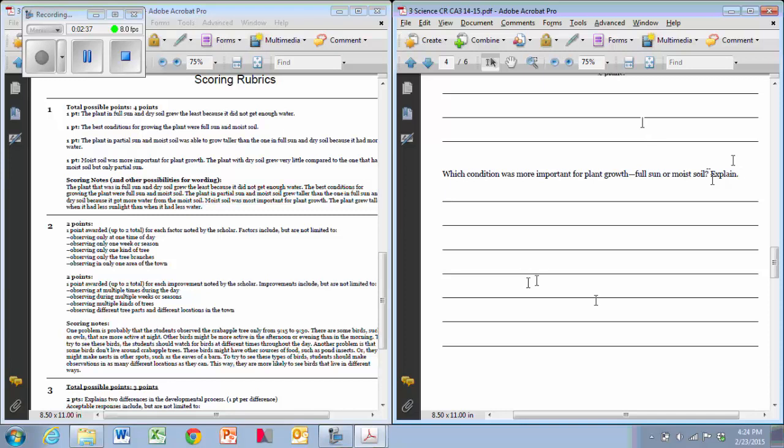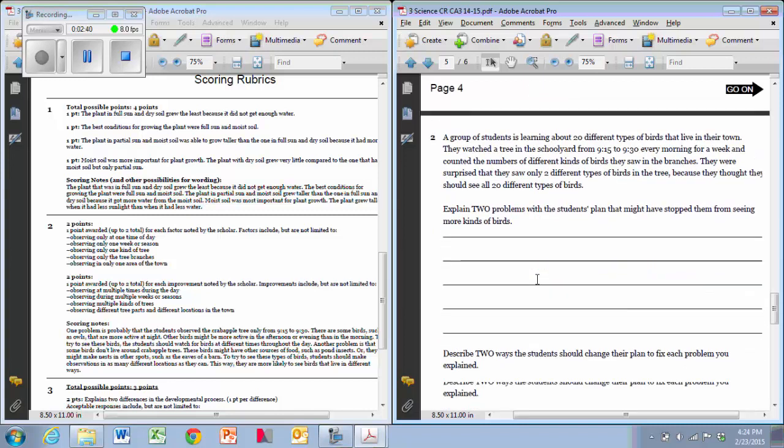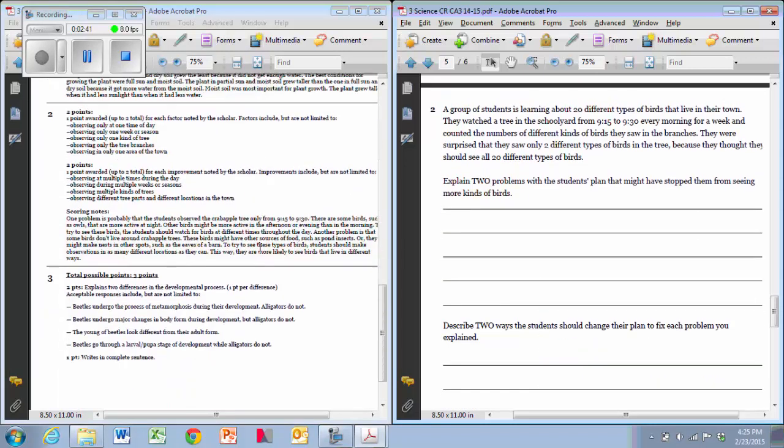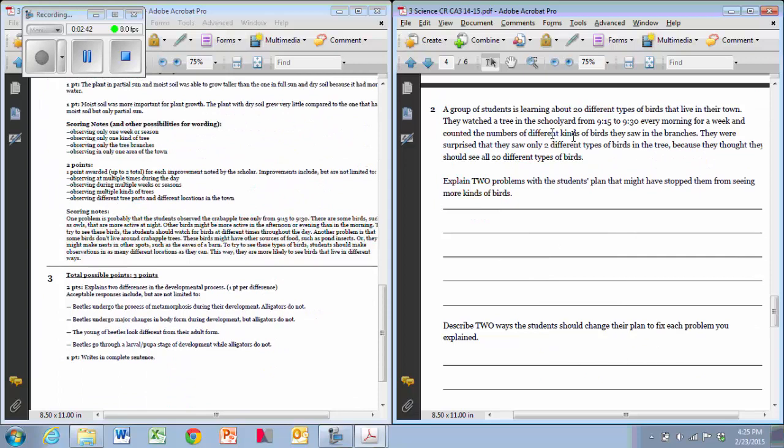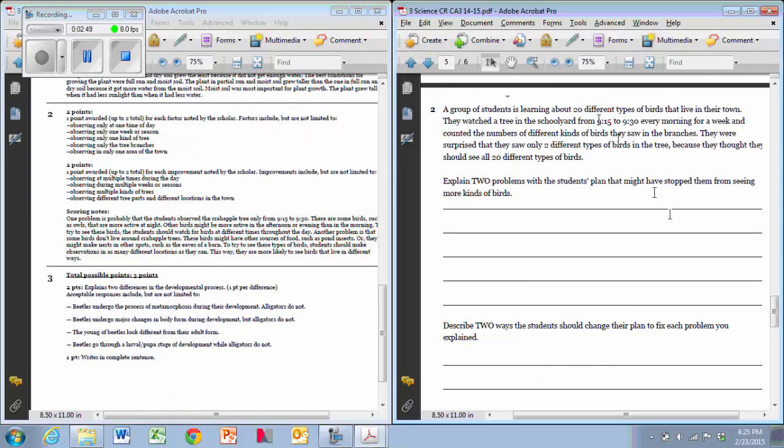So moving on to question number 2. This is also giving scholars a scenario where they need to draw some conclusions and write about some problems they see with this experiment design. So this has a group of scholars that are learning about types of birds. They go the same 15 minutes every morning for a week and just count the different types of birds they see in this one area, this one tree. And they think they're going to see all 20 different types, but they only see 2 different types.